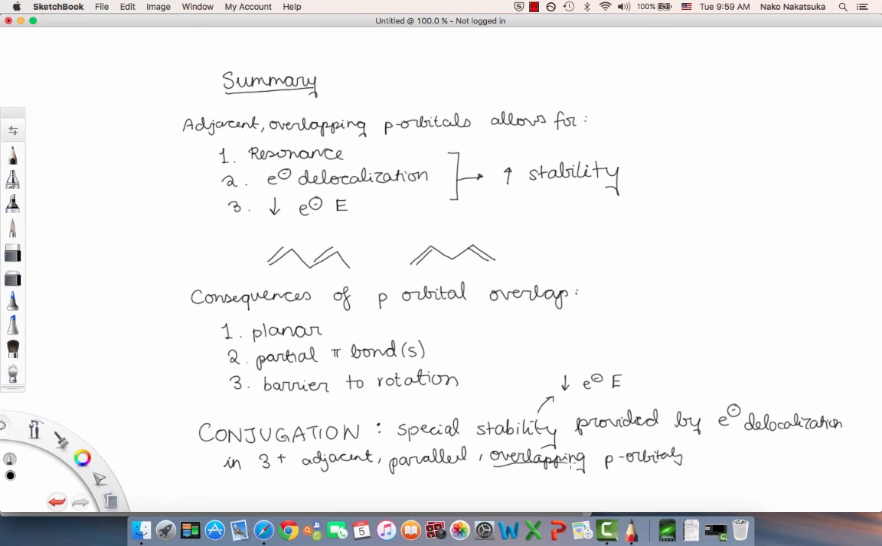And the overlapping p orbitals is not necessarily limited to pi sigma pi orbitals, as long as you have 4 carbon pz orbitals.